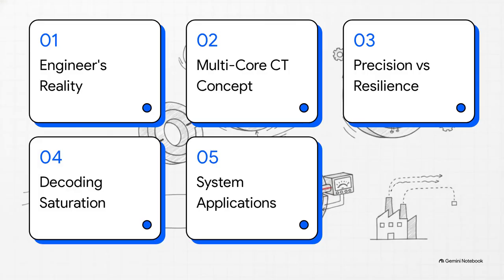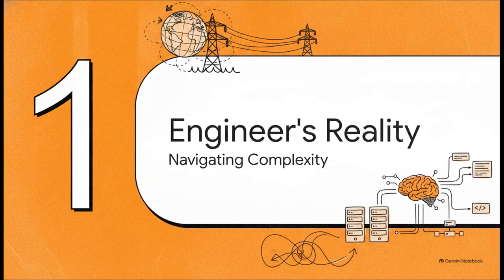Okay, here is our roadmap for today. First, we'll touch on the modern engineer's reality. Second, we'll dive into the multi-core CT concept itself. Third, we'll explore a really fascinating paradox: precision versus resilience. Fourth, we'll decode saturation and materials. And finally, number 5, we'll tie it all together with practical power system applications. Let's jump in. Section 1.